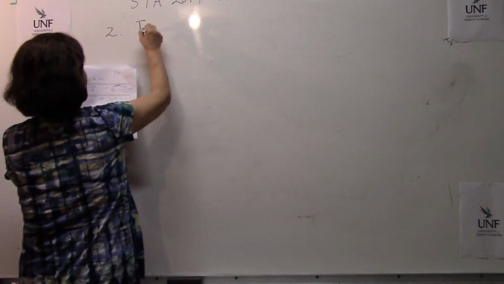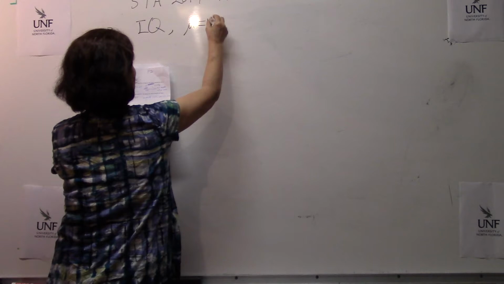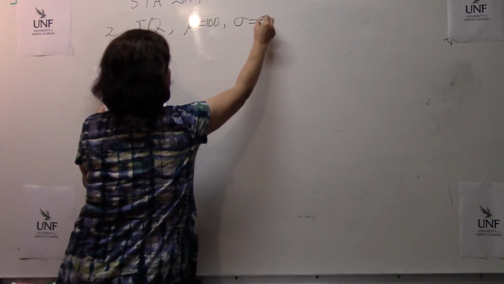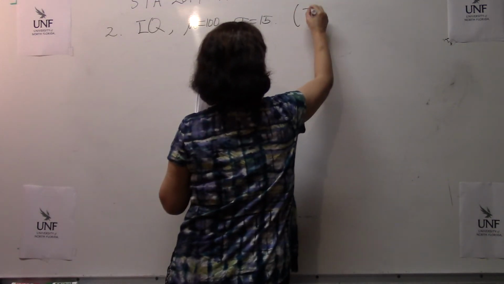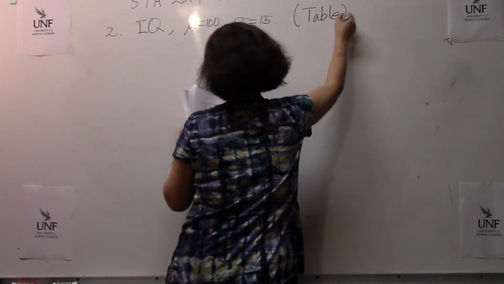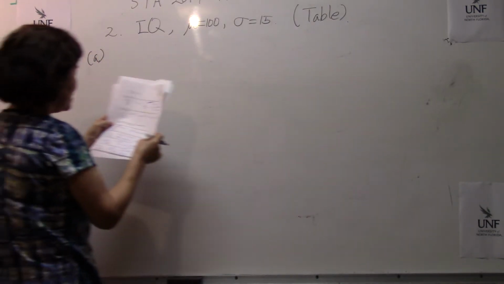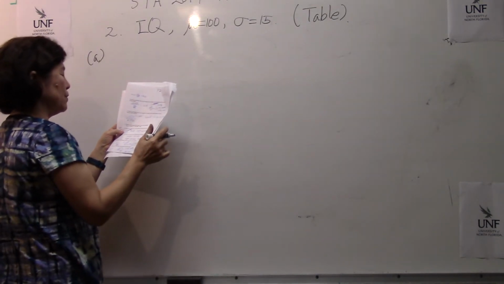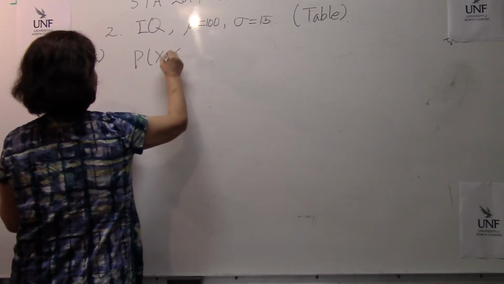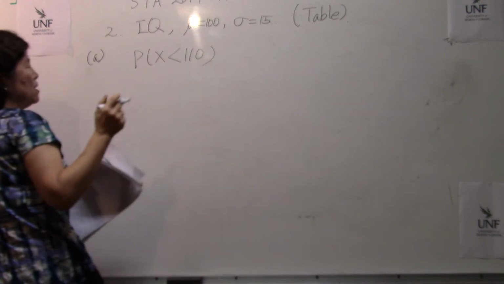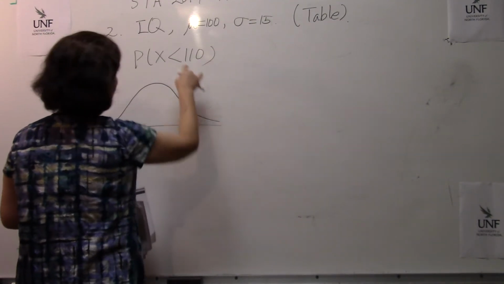This time is about IQ scores. Yes, we all know that mu is 100 and the sigma is 15. We are going to use a table. A. What is the probability that a randomly selected individual has an IQ score below 110? Okay, below 110.